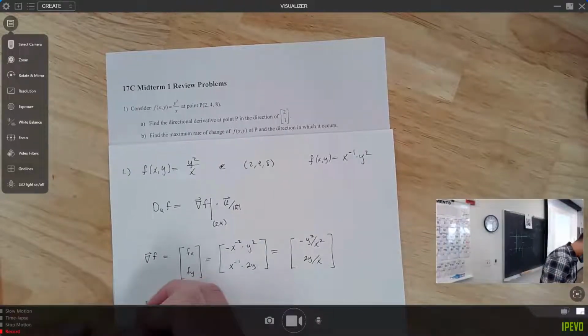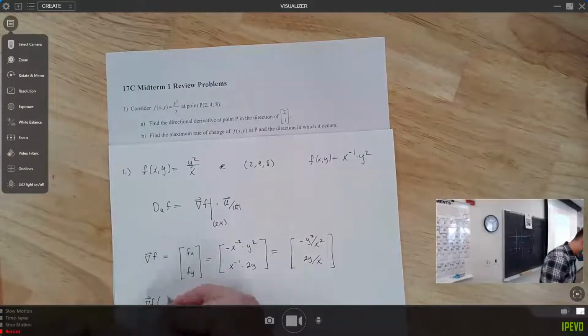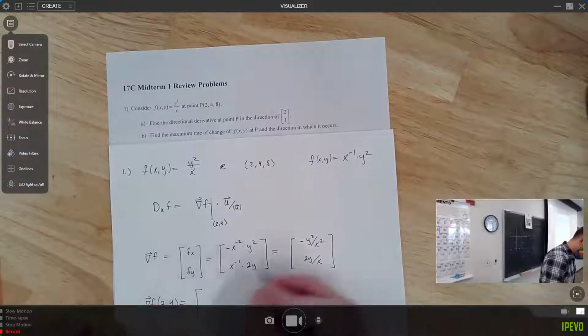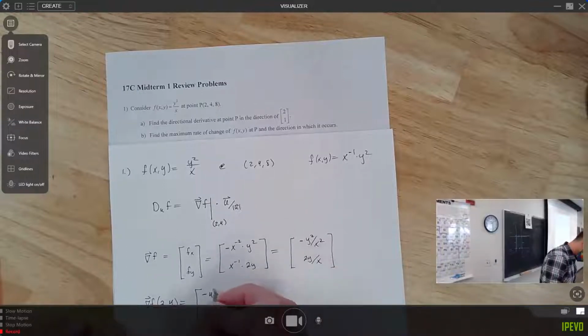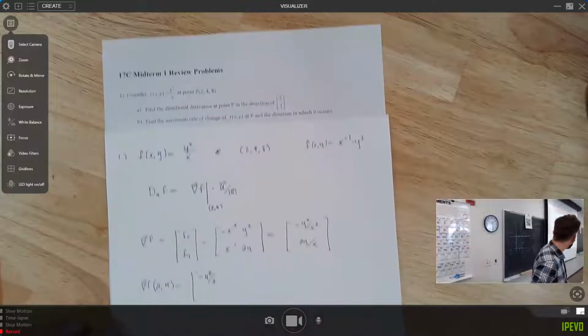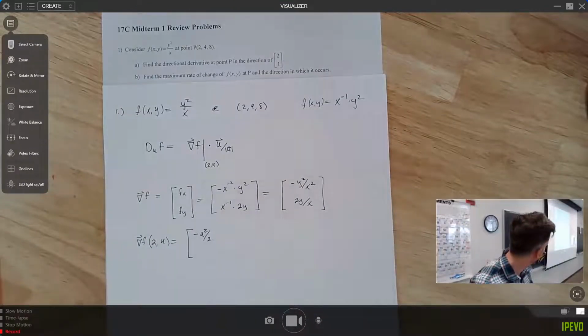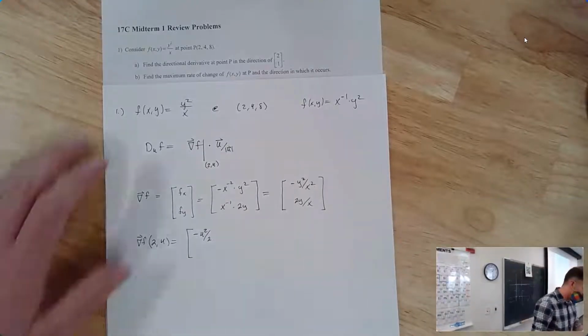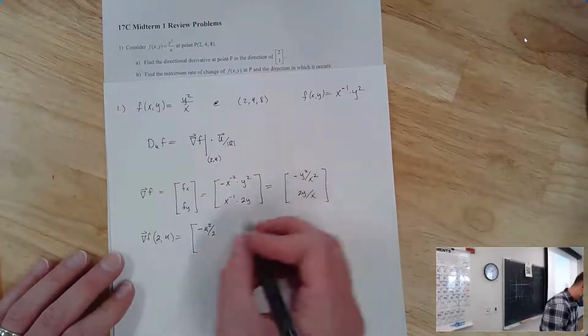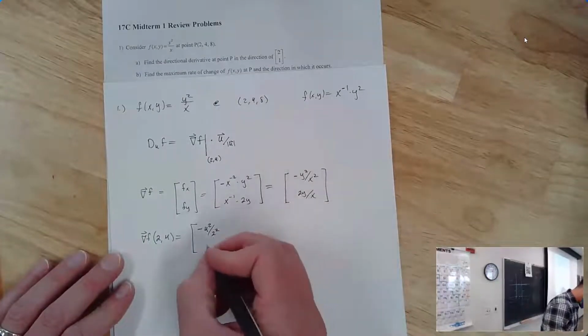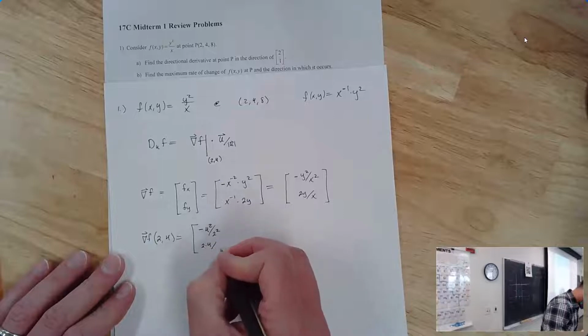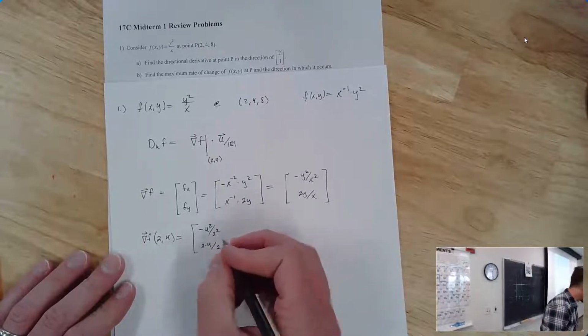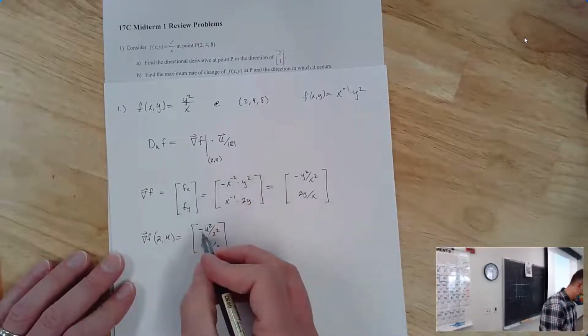So the gradient evaluated at the point (2, 4) is going to be -4 squared over, oops, sorry. Let me do the one thing too. I always forget to do this. Yeah, that's better. Okay, much better. So -4 squared over 2 squared, and then it's going to be 2 times 4 over 2. So let's see, that's going to be -16 over 4.